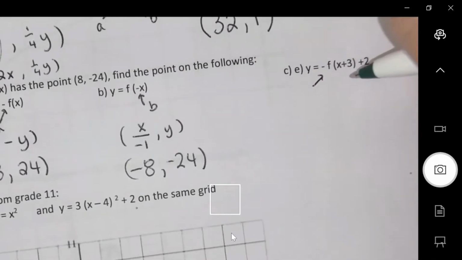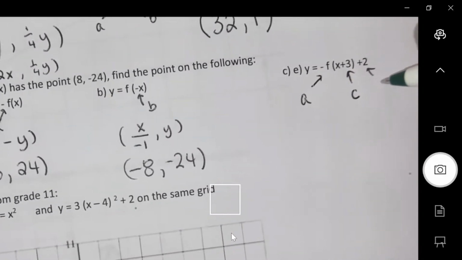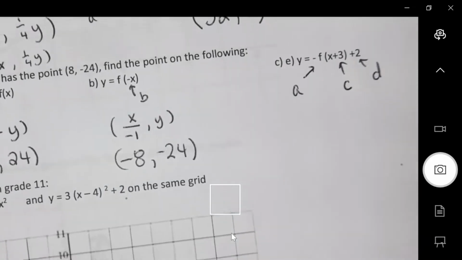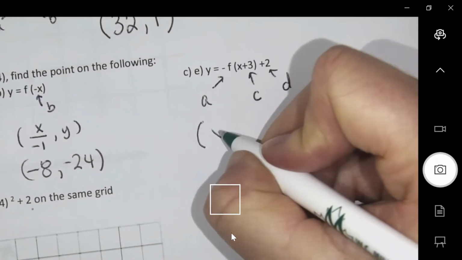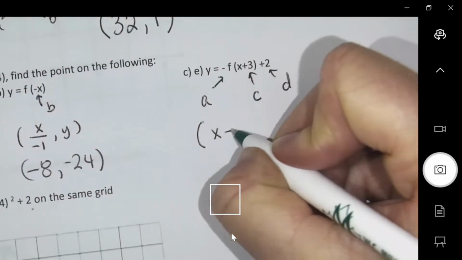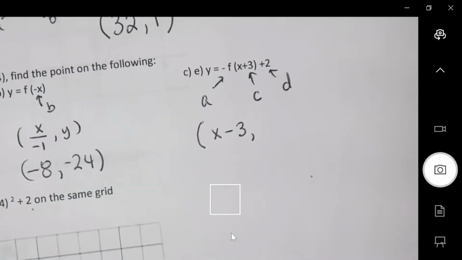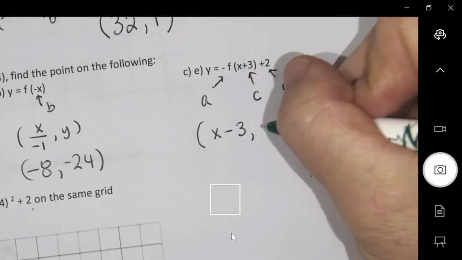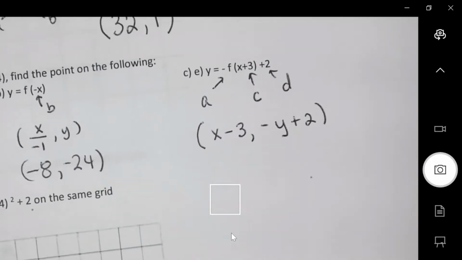C and E there. I have an A, a C, and a D. So what is your coordinate? Okay, don't just figure out the coordinate. Right. X would get -3, A Y plus D. So A Y plus D. Okay, you're always seeing how I'm fitting that back into that coordinate.